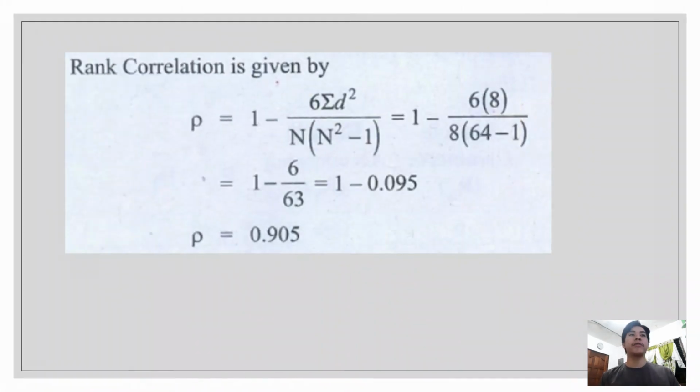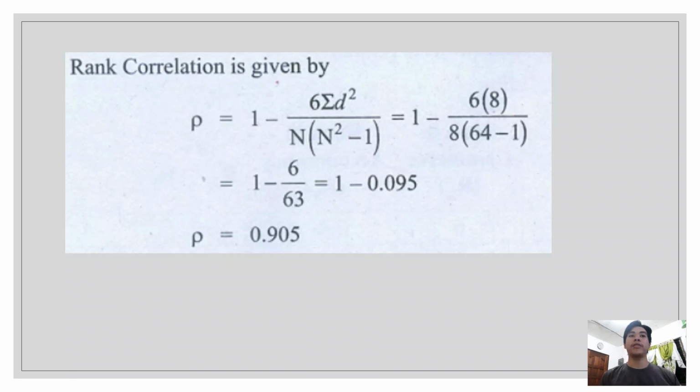Then find the Spearman rank correlation using our formula: rho is equal to 1 minus 6 times the sum of D squared over n times n squared minus 1. Then substitute all the given data. 1 minus 6 times 8, where 8 is our sum of D squared. Then 8 is our n. Then 8 squared is 64, minus 1 is 63, so 6 over 63.